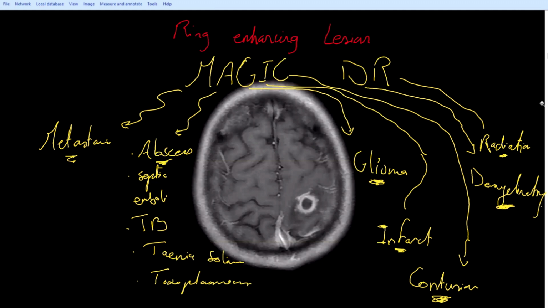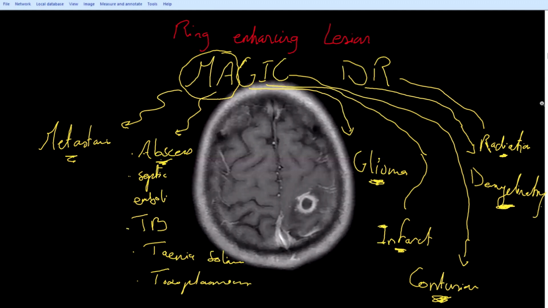The most common differential diagnoses are the first two, metastasis and abscess. So let us go deeper into these two entities. We have cerebral abscess; sometimes septic emboli show marginal contrast enhancement. TB as well, very important.